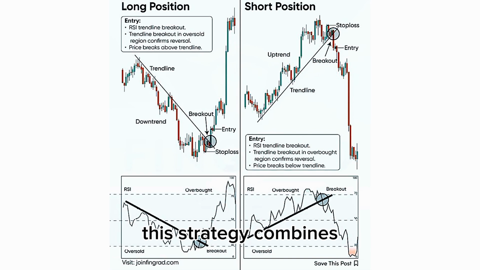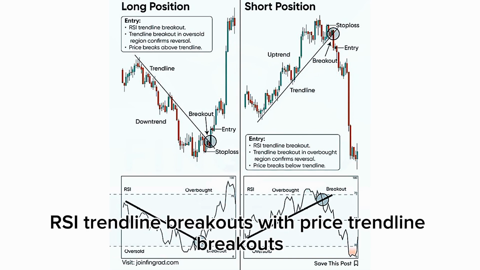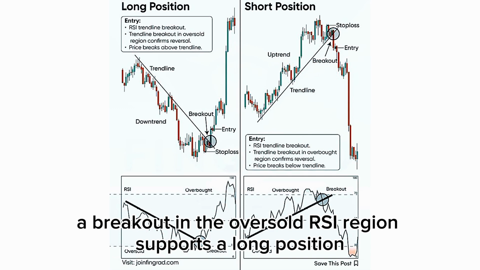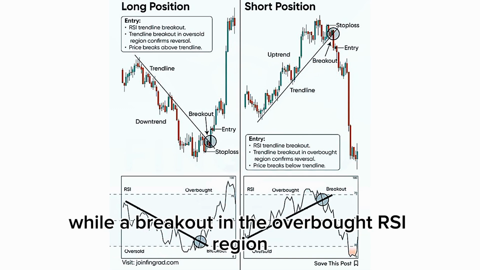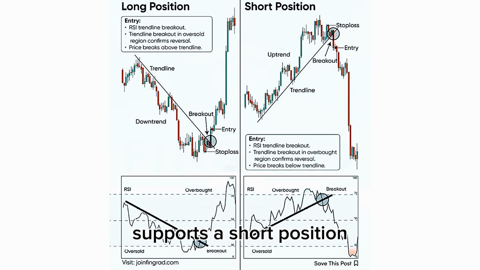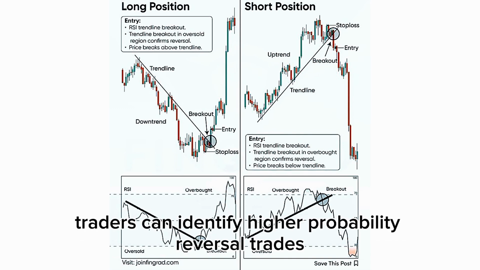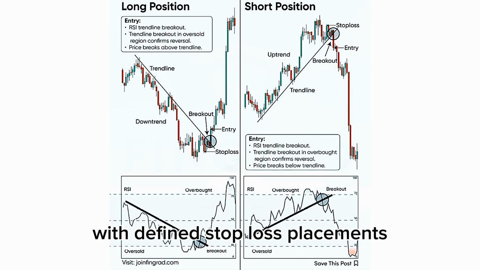This strategy combines RSI trendline breakouts with price trendline breakouts to confirm reversals. A breakout in the oversold RSI region supports a long position, while a breakout in the overbought RSI region supports a short position. By aligning technical signals from both the chart and the RSI indicator, traders can identify higher probability reversal trades with defined stop-loss placements.